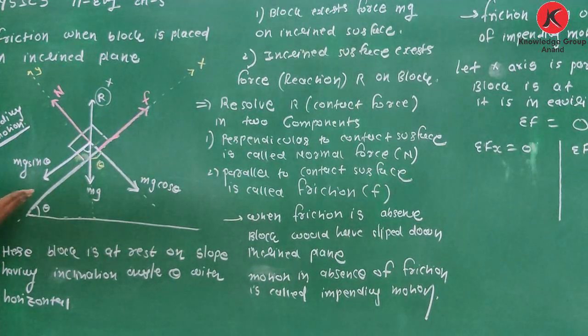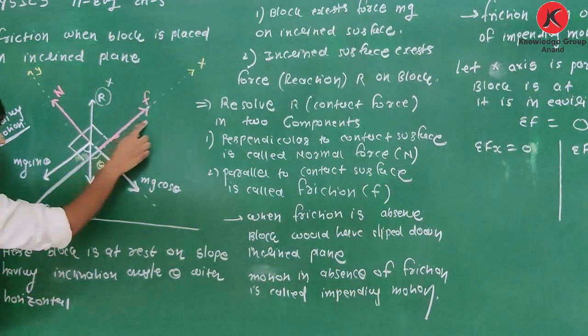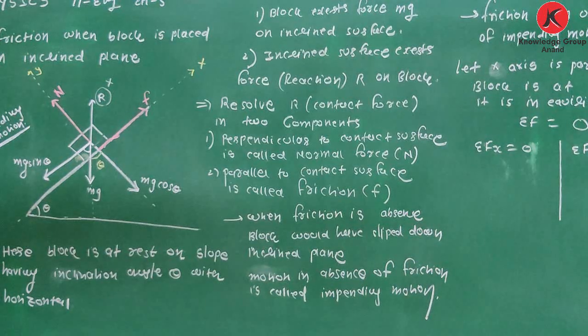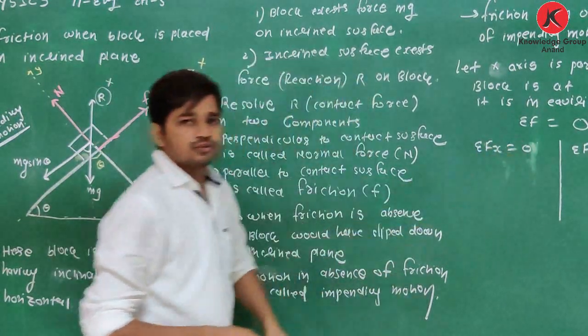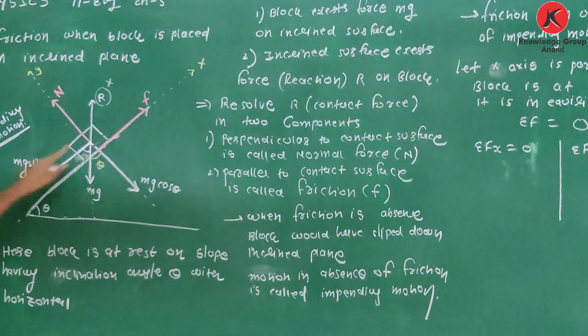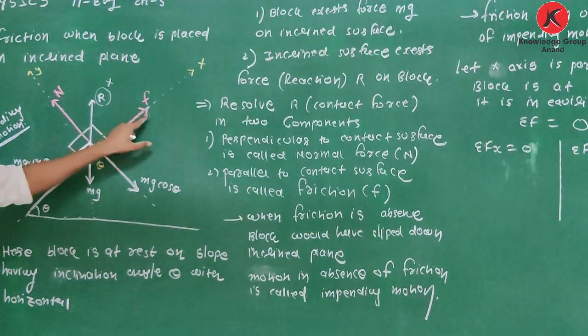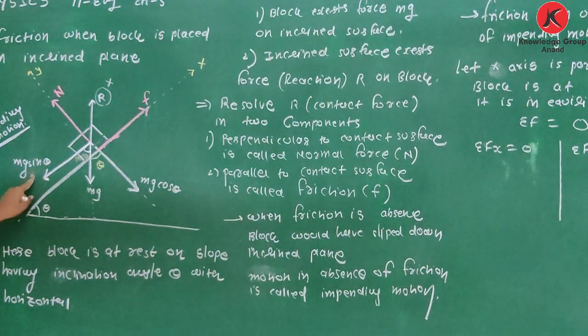Clear about this? Parallel to slope, two forces are acting: F and mg sin theta. From the figure it is clear they are in opposite directions. So how to write? Sigma Fx is equal to 0, which means the resultant of these two forces is 0.